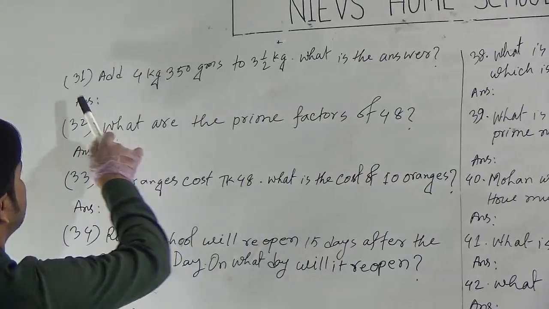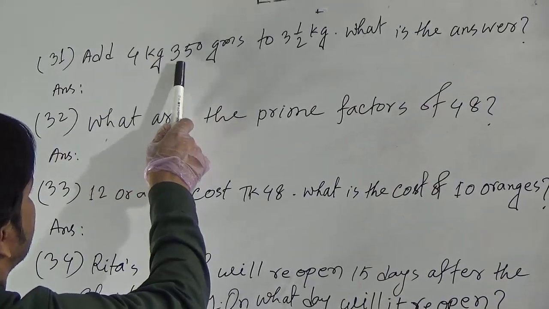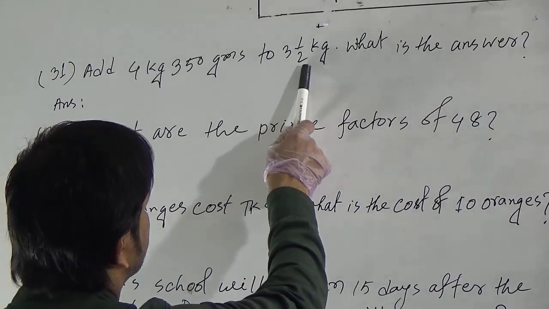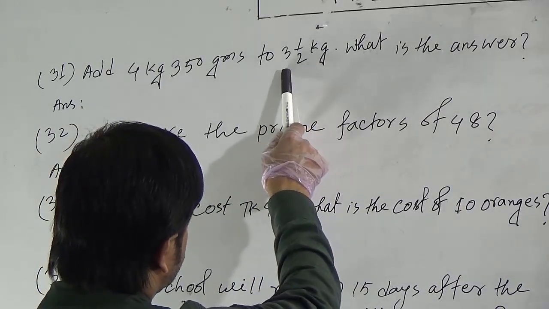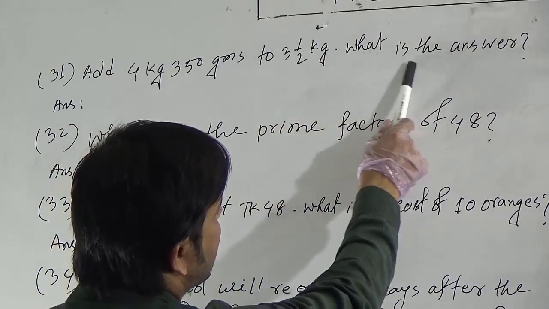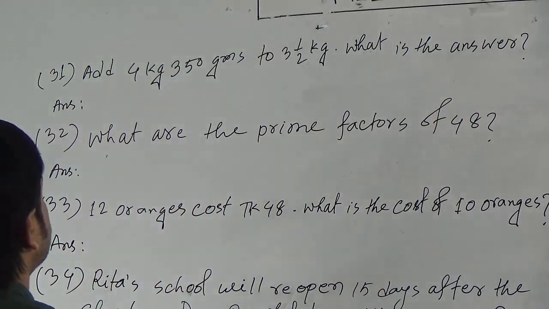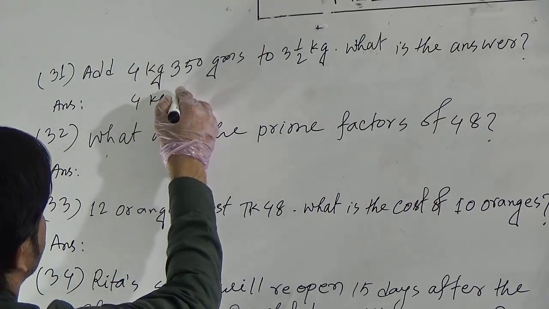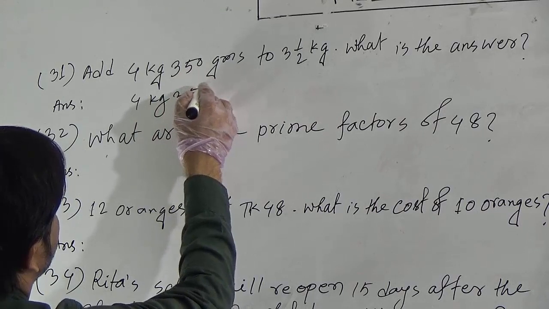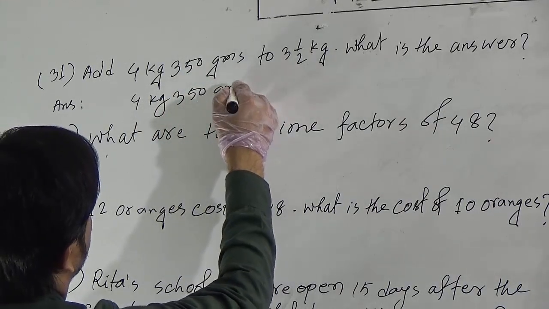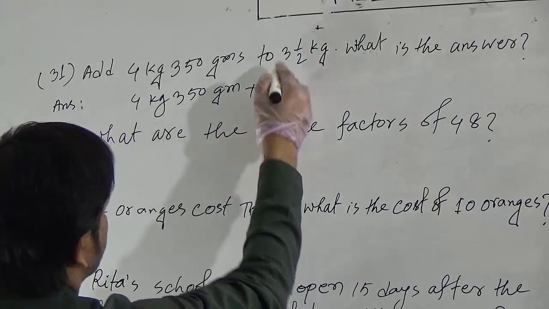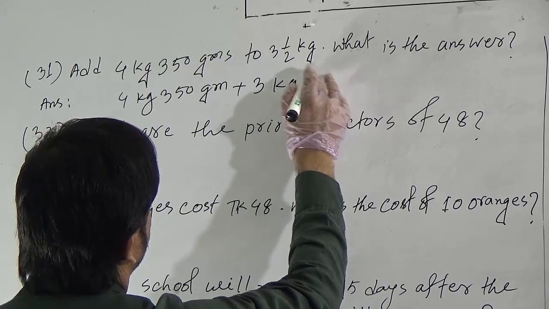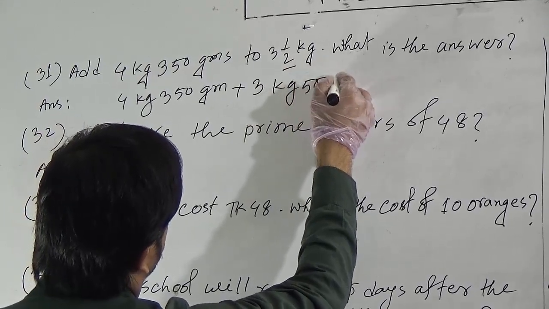Question 31, the first question today. Add 4 kg 350 grams to 3 kg and half kg. It means 3 and half kg. What is the answer? 4 kg is given here and 350 grams. We have to add it with 3 kg, and here is half kg, which means 500 grams.